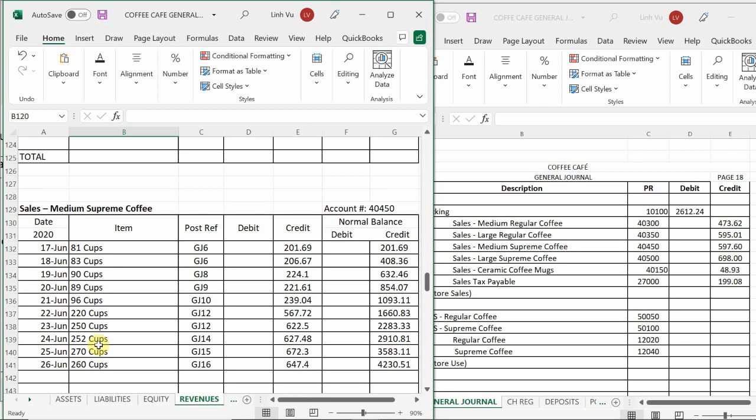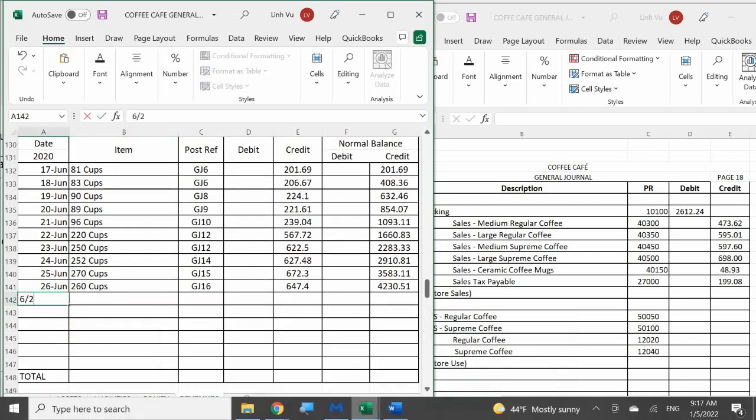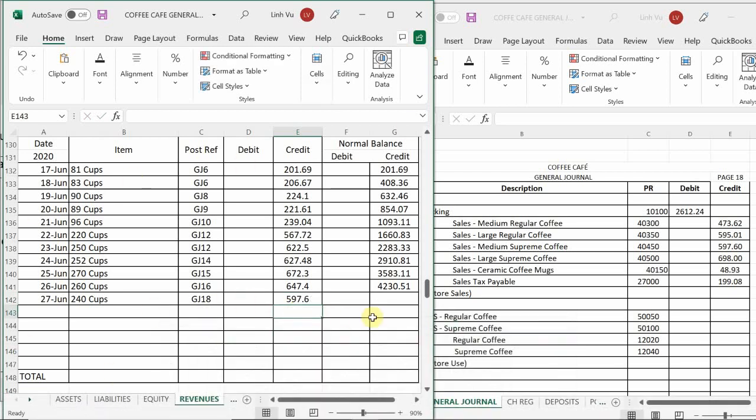Next is our medium supreme coffee. How many cups did I sell? 240. For a total of $597.60. So therefore, how much is my grand total? 4828.11. Good.